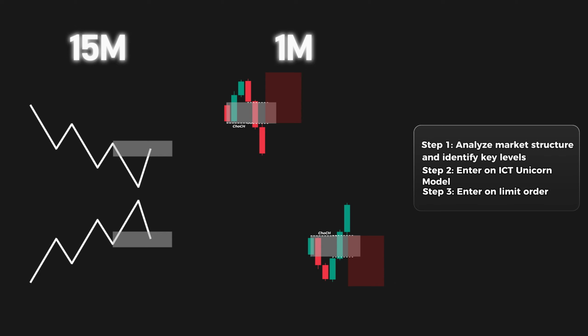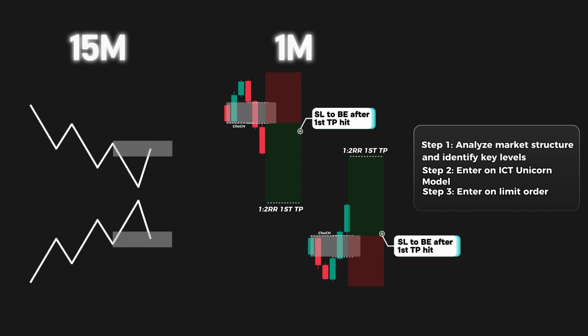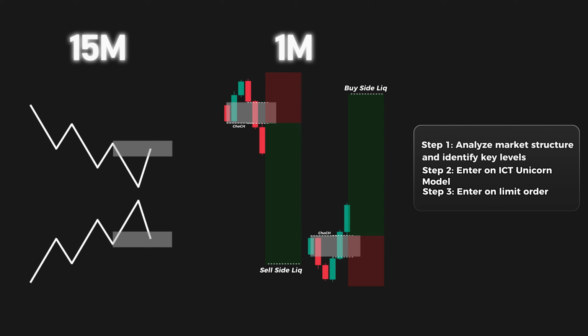In terms of profit targets, the first take profit level is set at a 1-to-2 risk-to-reward ratio. At this point, traders should consider taking partial profits while simultaneously moving the stop loss to break-even, effectively eliminating risk and securing a risk-free trade. The second take profit target is strategically placed at key liquidity zones, specifically the previous buy-side liquidity for long trades and the previous sell-side liquidity for short trades. By following this structured approach, traders can optimize their trade execution, maximize profitability, and maintain effective risk management throughout the trade.